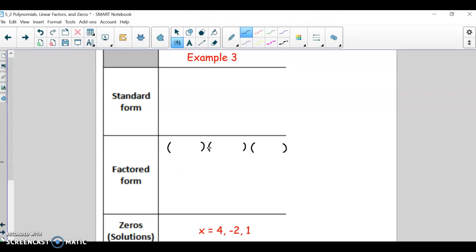All right, first thing to realize is there's 3 answers. So we're going to have 3 factors, and it's going to be x cubed in standard form, right? And if 4 is an answer, then that must have come from an x minus 4 factor. If there's a minus 2, there must be an x plus 2 factor, and then for positive 1, it must be x minus 1, right? If you set those to 0 and solve them, you'd get these answers.